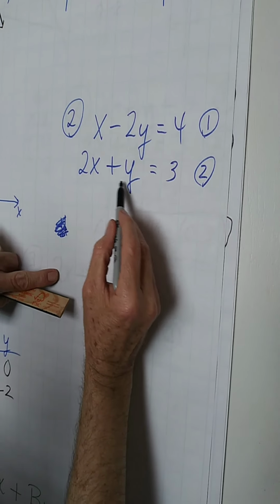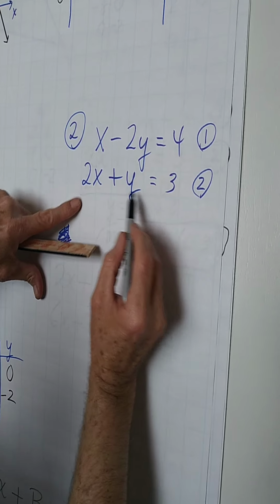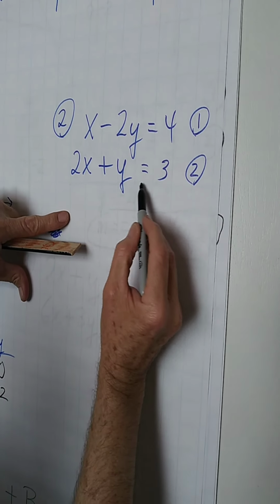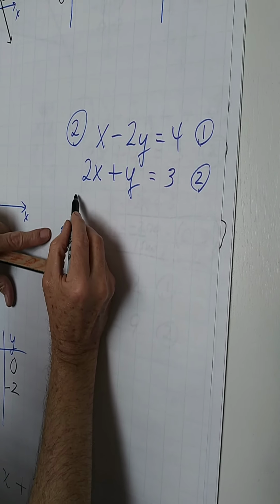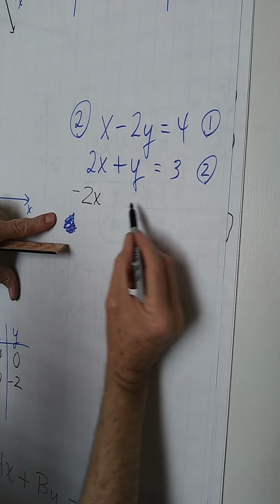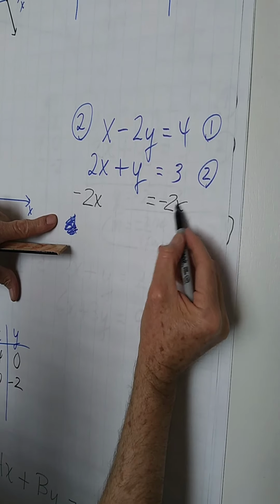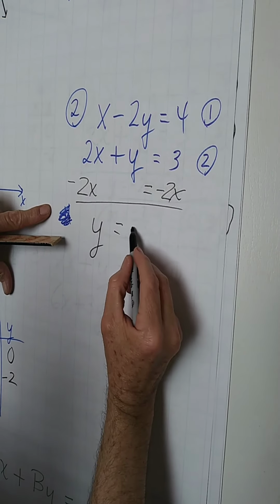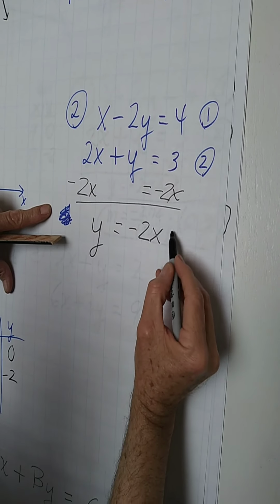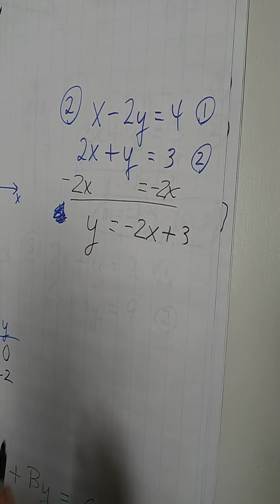Now let's go to equation number 2. And I'm going to elect to get it in slope-intercept form. Let's solve it for y. The 2x has got to go. Opposite. -2x. -2x. Y is equal to -2x + 3.